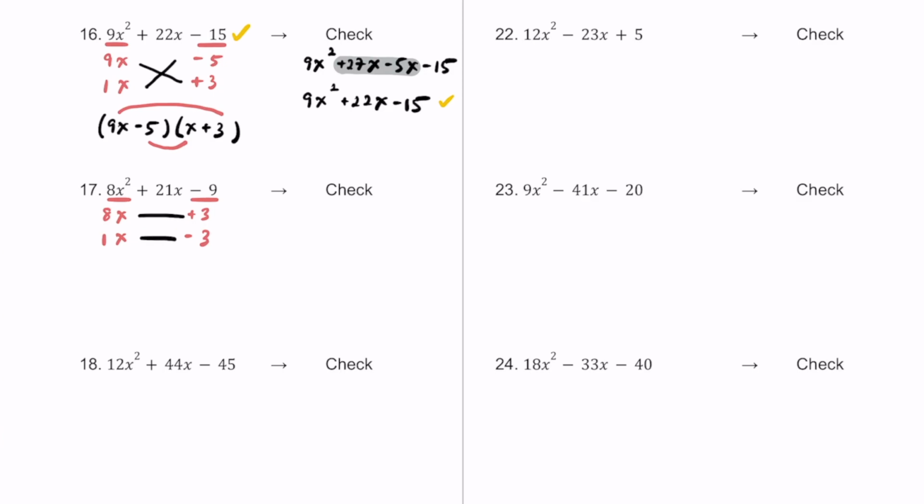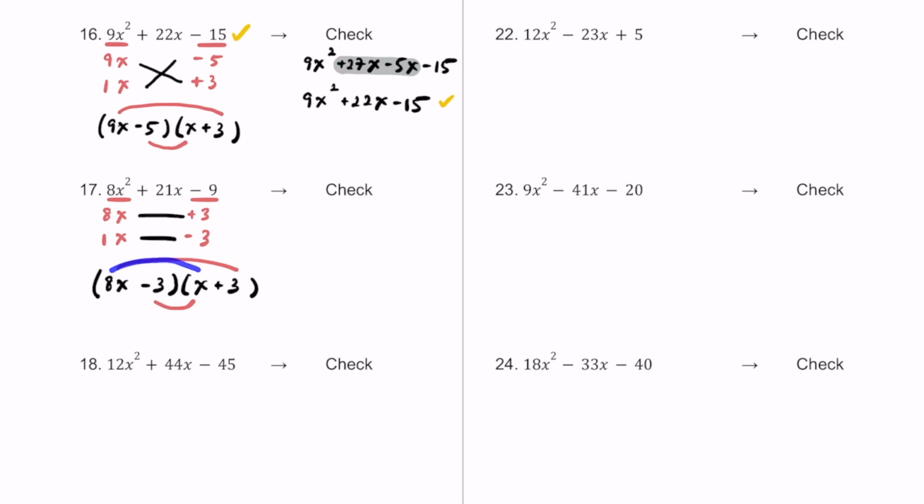So let's pair the outers and the inners. First one will have 8x at the beginning. The next binomial will have 1x at the beginning. 8x is being paired with a positive 3, and the 1x is being paired with a minus 3. So the outers are right here, and the inners are right here.